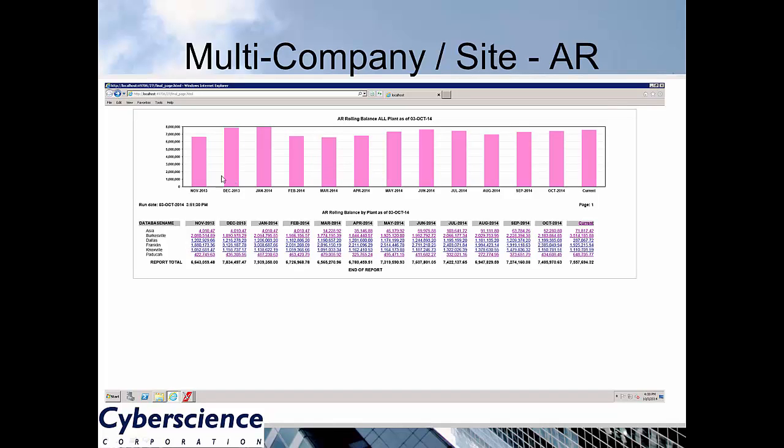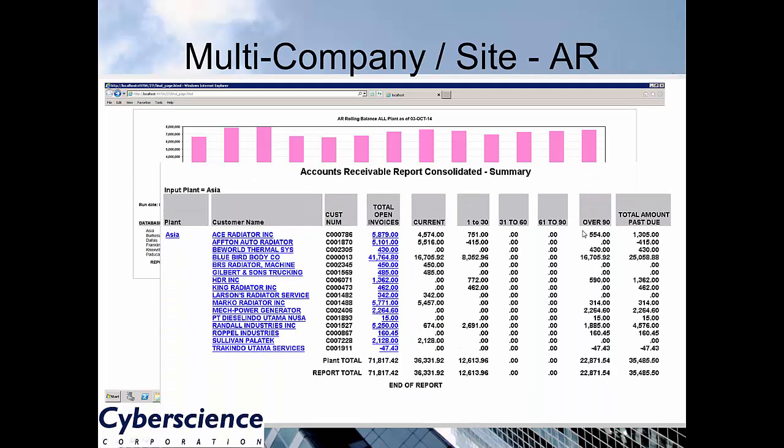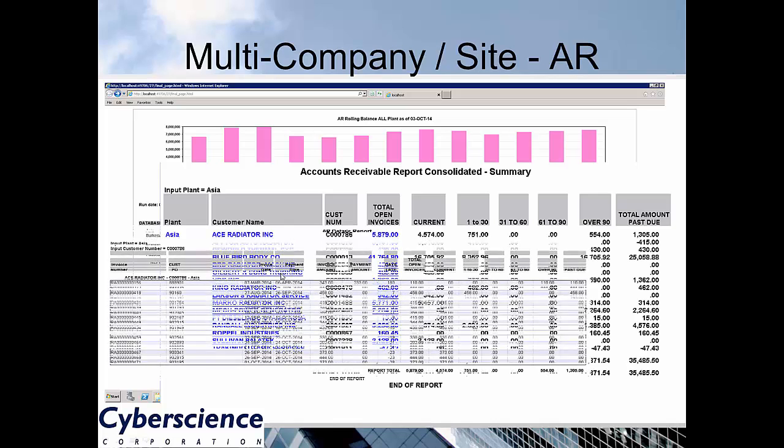Here's an example of a multi-company accounts receivable report. Again, it shows them accounts receivable over time. They can click on any of these bars or on any of these values to see what's the status of the current accounts receivable by plant, by going click and click again to see the details.